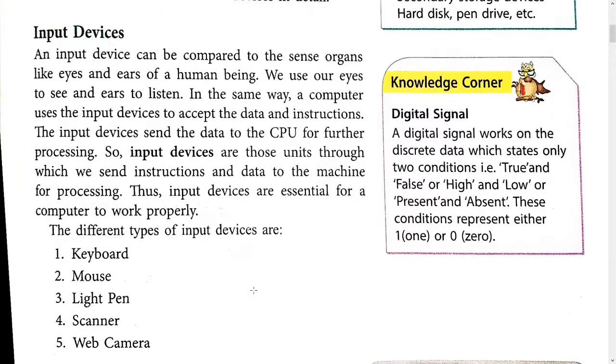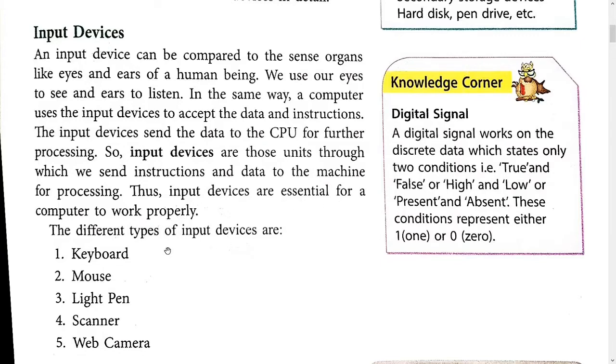An input device can be compared to the sense organs like eyes and ears of a human being. We use our eyes to see and ears to listen. In the same way, a computer uses the input devices to accept the data and instructions. The input devices send the data to the CPU for further processing. So input devices are those devices or units through which we send instructions and data to the machine for processing. Thus, input devices are essential for a computer to work properly.